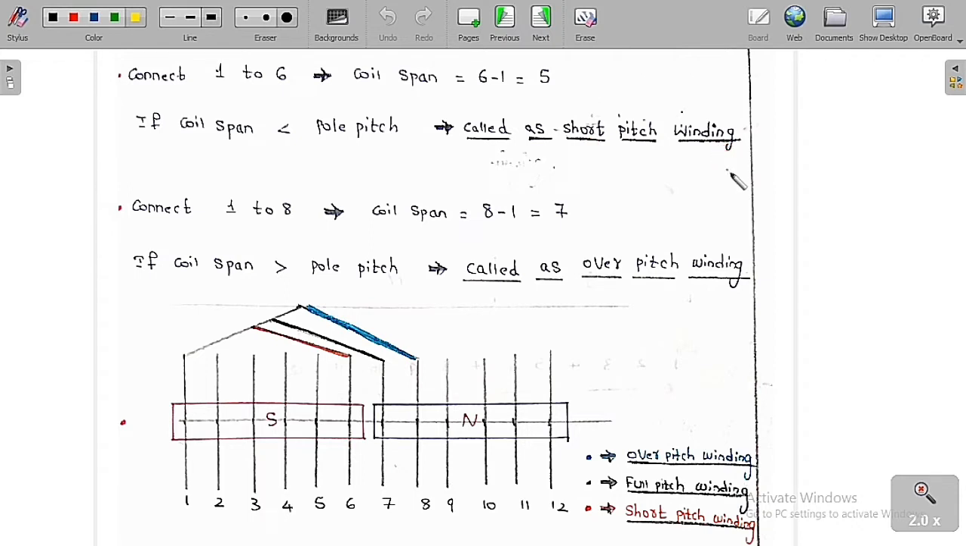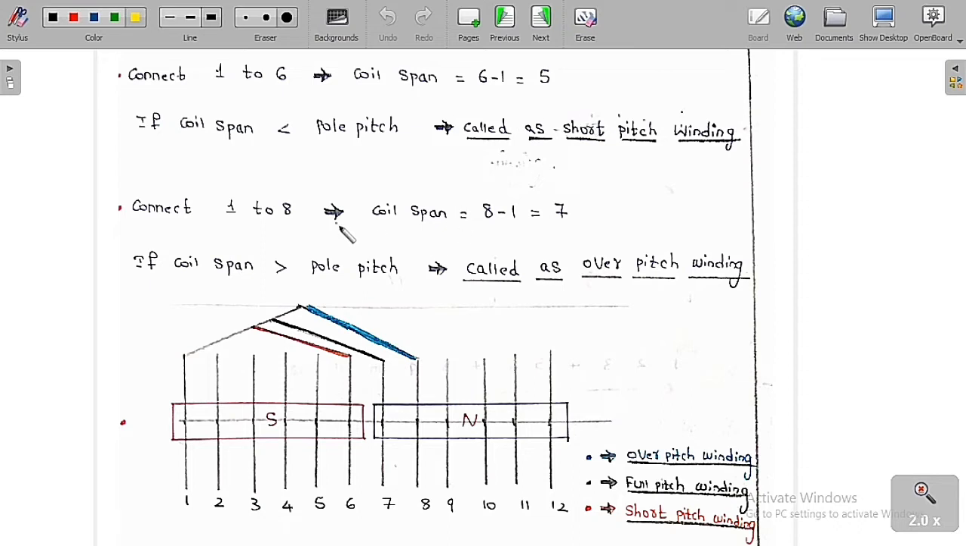Whenever the coil span is lesser than the pole pitch, it is said to be a short pitch winding or short pitch coil. So here, if I connect the connector in slot 1 to the connector in slot 6, the coil span is 6 minus 1, which is 5, lesser than the pole pitch, because the pole pitch I have assumed in this case is 6. Whenever 5 is less than 6, it is a short pitch winding.